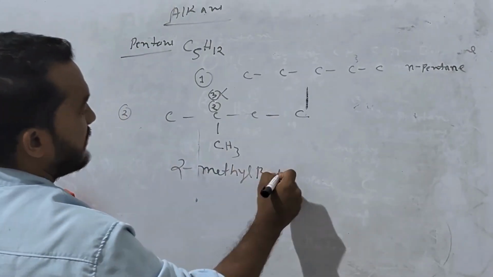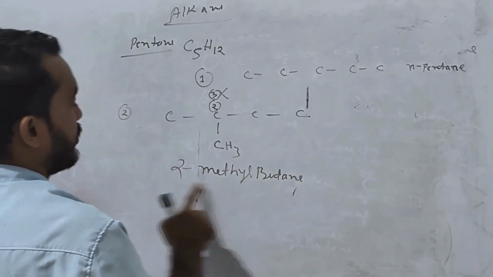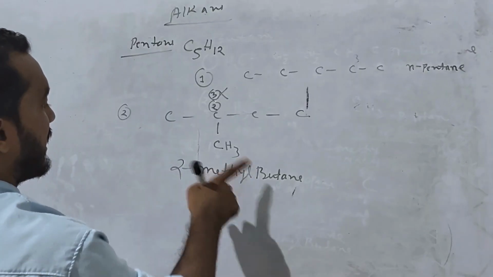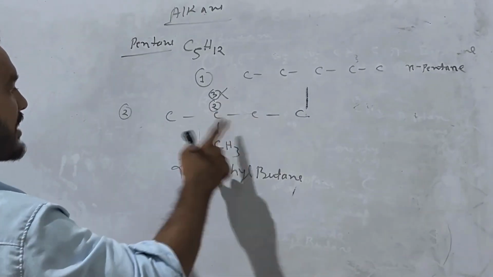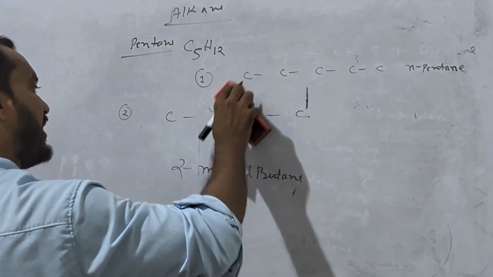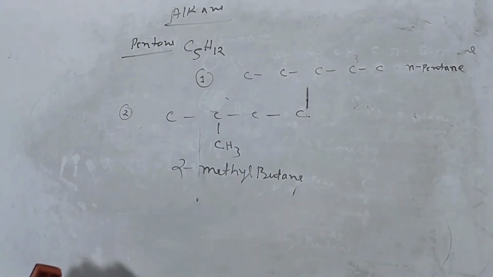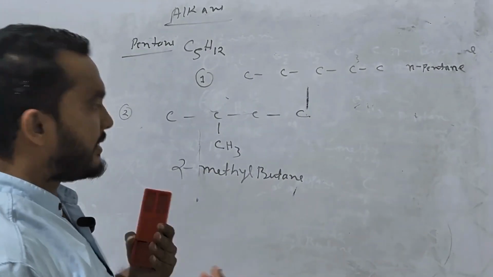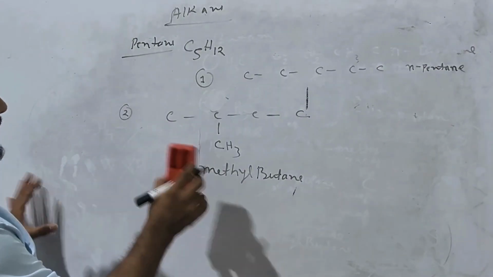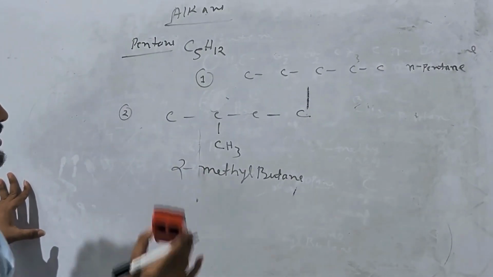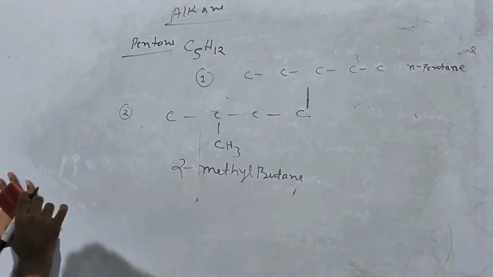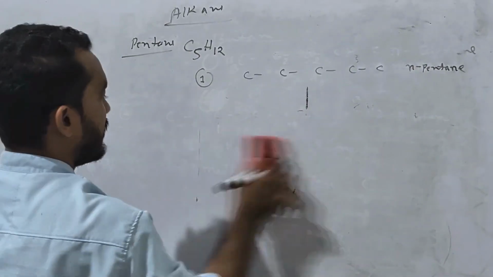Since all are alkanes, so N. So butane, 2-methyl butane. The chemical name of this structure is 2-methylbutane. Okay. Now, can you draw more structural isomers? Yes, we can draw. Let me rub this one. You just have a screenshot.